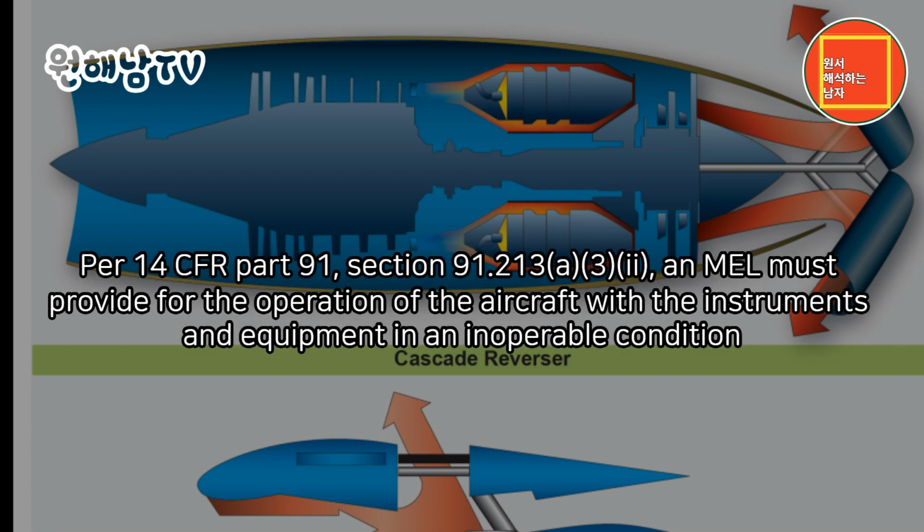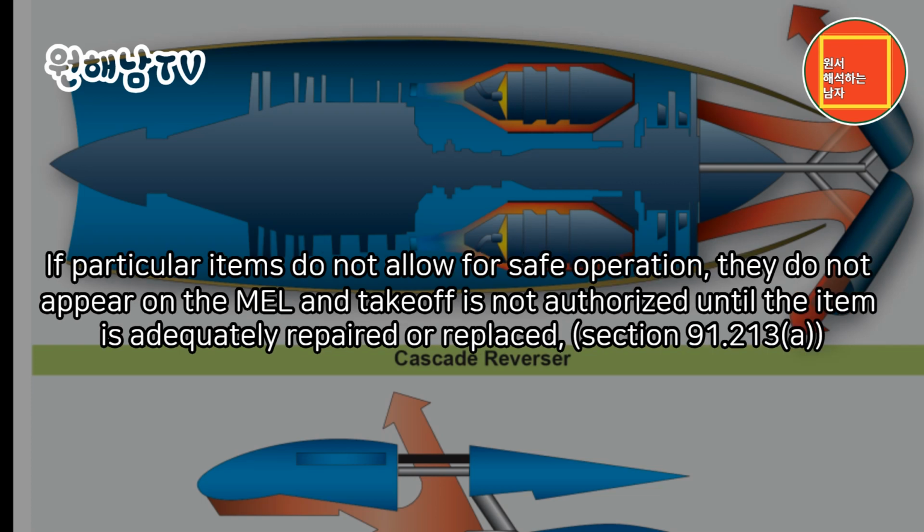Per 14 CFR Part 91, Section 91.213(a)(3), an MEL must provide for the operation of the aircraft with the instruments and equipment in an inoperable condition. If particular items do not allow for safe operation, they do not appear on the MEL, and takeoff is not authorized until the item is adequately repaired or replaced.